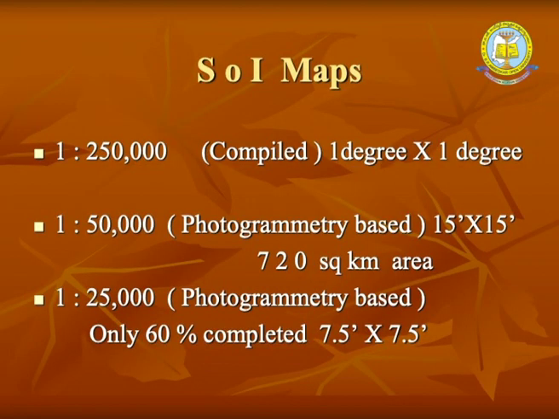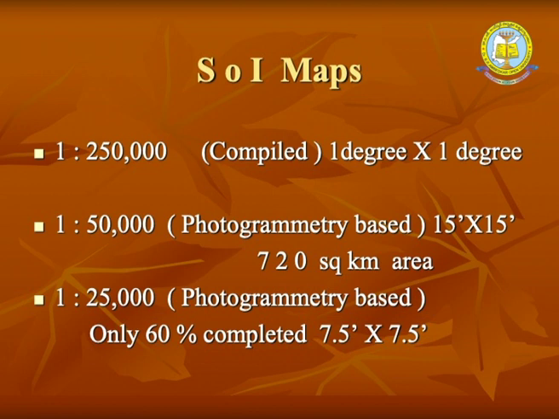As I mentioned, Survey of India maps are topographical maps generally of 3 scales: 1 is to 250,000, 1 is to 50,000, and 1 is to 25,000. 1 is to 250,000 is also called 1 degree by 1 degree, just for your information, and 1 degree on the map would mean covering about 108 kilometers on the ground. So, a topo sheet on a scale of 1 is to 250,000 covers an area of 108 kilometers by 108 kilometers. Roughly you can say 100 by 100, which is about 10,000 square kilometers.